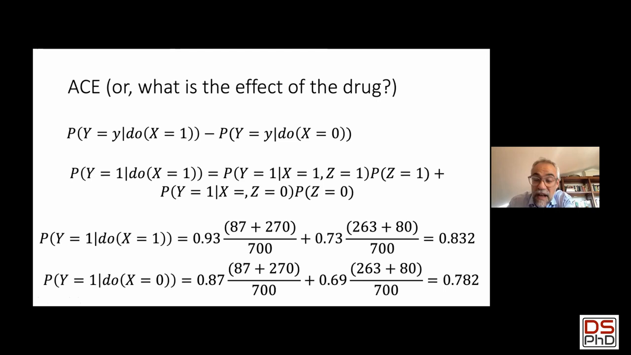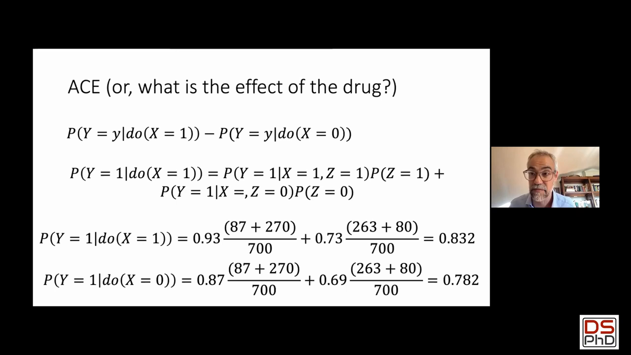So the effect of the drug is a positive effect. The drug helps in recovering. By this calculation, I can calculate the average causal effect, ACE. The average causal effect is the effect of my variable of taking the drug on average, on all the participants. Taking just the experimental numbers, as we saw, would have given us a conditional probability difference: the probability of recovering if I take the drug, minus the probability of recovering if I didn't take the drug. And this was negative.